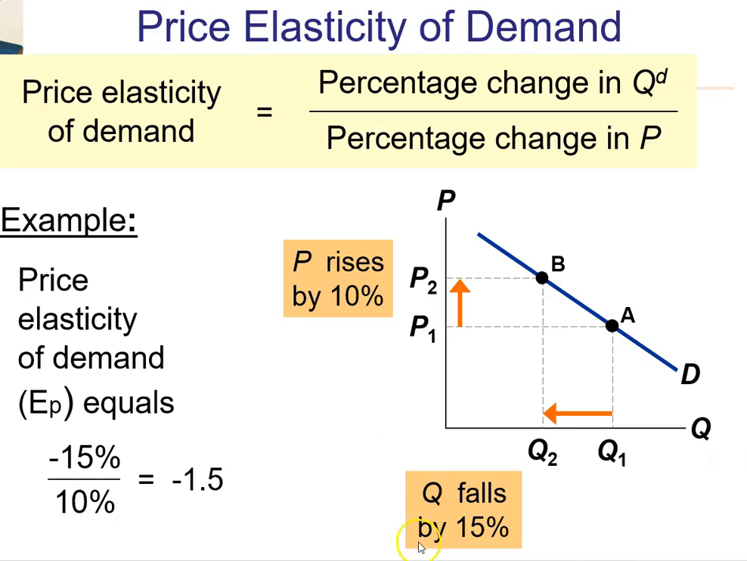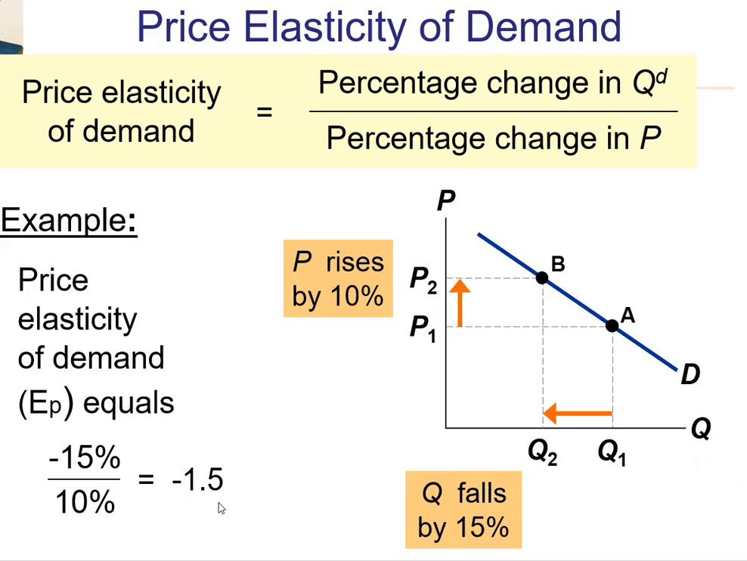In this example, with the quantity changing by 15%, that's negative 15%. Price rises by 10%, a plus 10%. This gets you a price elasticity of demand of negative 1.5. Finally, let's provide a precise interpretation of this negative 1.5. This means for every 1% change in price, quantity demanded will change by 1.5%.